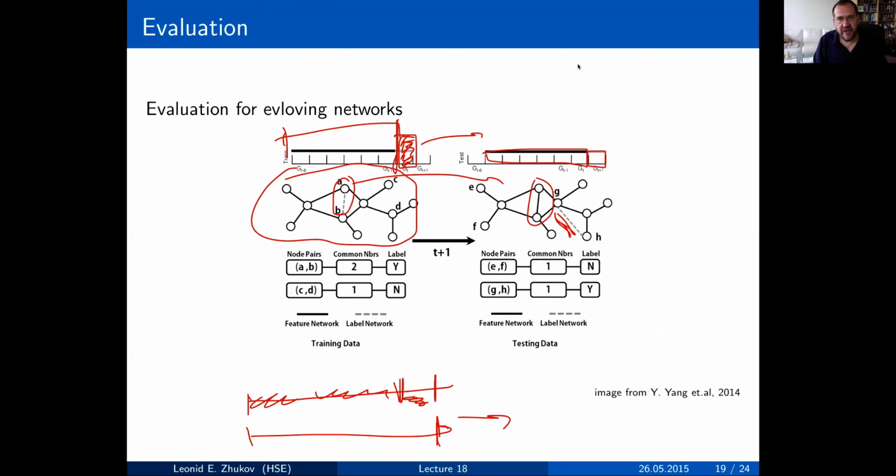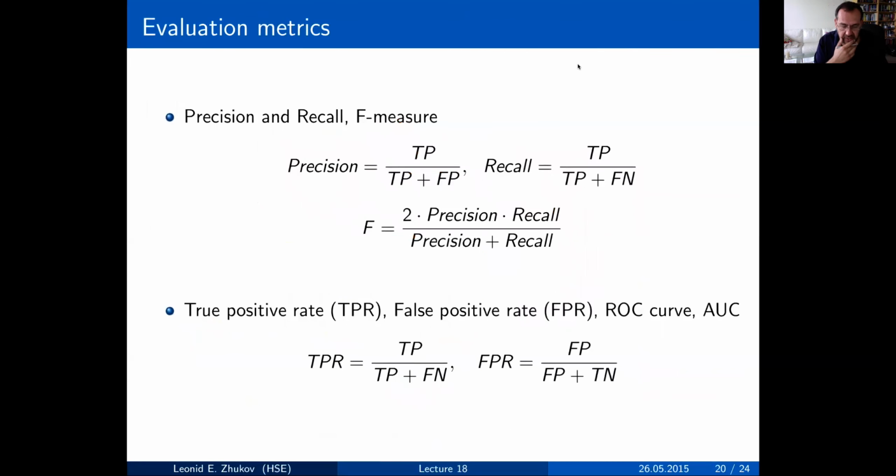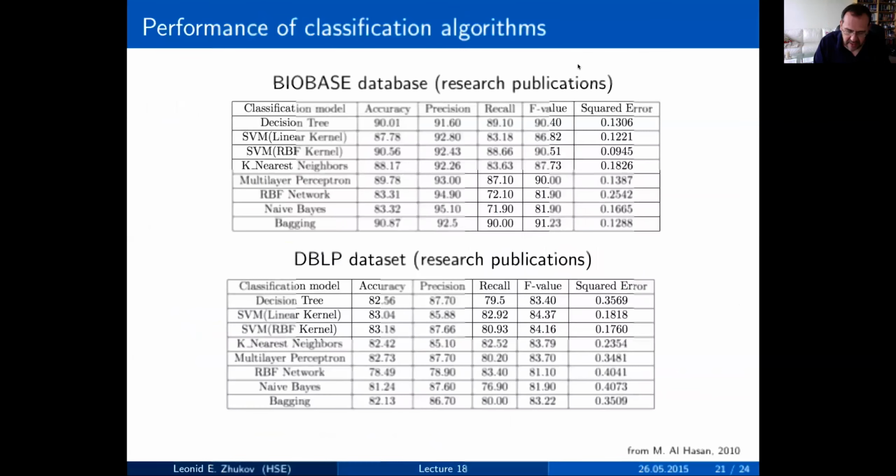Again, this is a very traditional approach to this prediction model. And when you do prediction, you need to measure the quality of the prediction. Traditionally, it's either precision and recall, or true positive rate, false positive rate, ROC curves. Are you familiar with all that stuff? I assume you are. Yes, you have seen ROC curves. Cool. So here's an example for predictions.